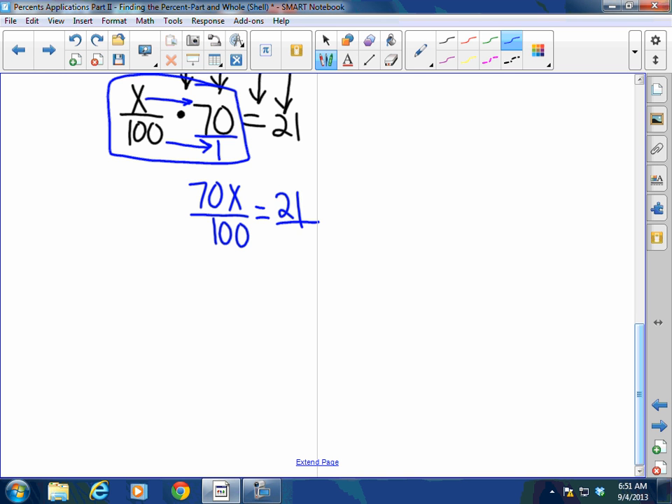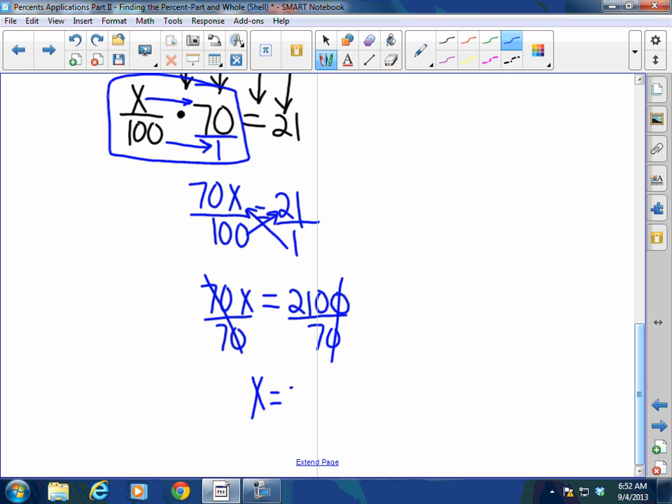Remember that this 21 also has a denominator of 1. So go ahead and cross multiply. 1 times 70x is 70x. That equals 100 times 21 is 2100. Divide by 70. Divide by 70. X is going to equal 30%. As you go 7 into 210. 7 goes into 21 3 times. 7 goes into 0 0 times.